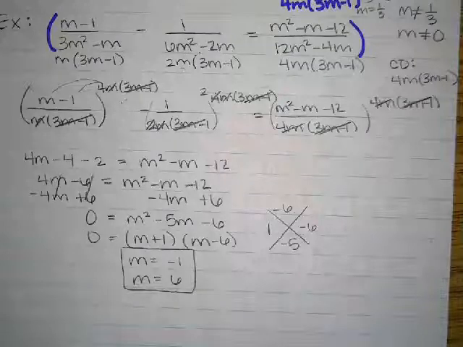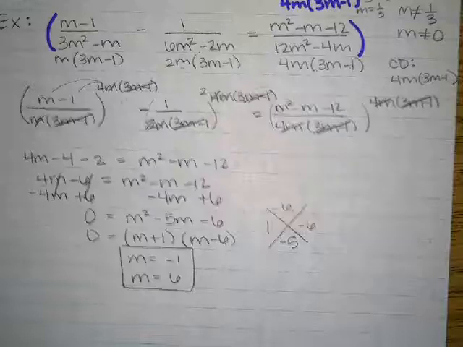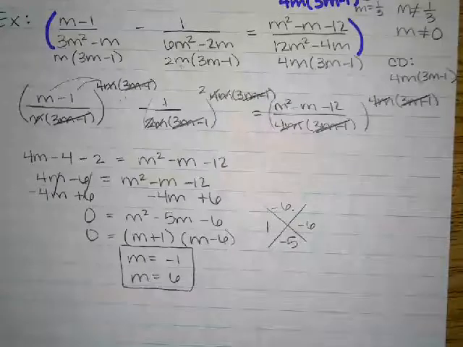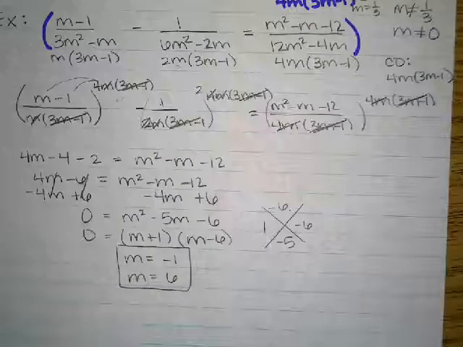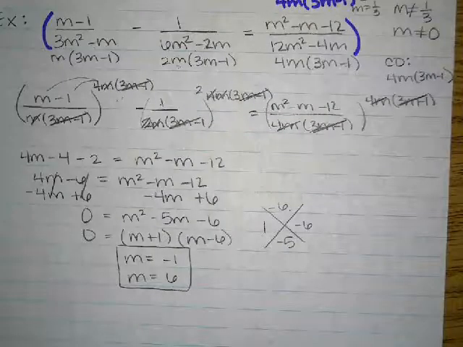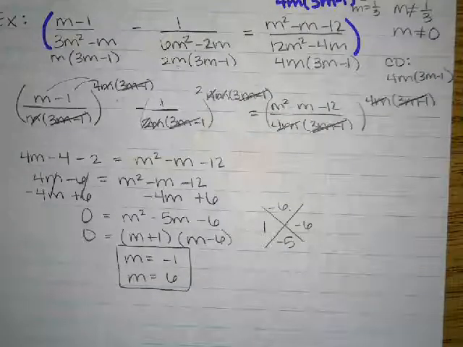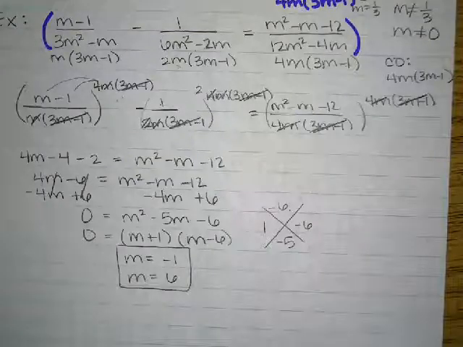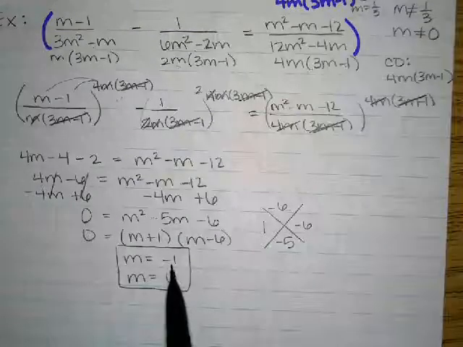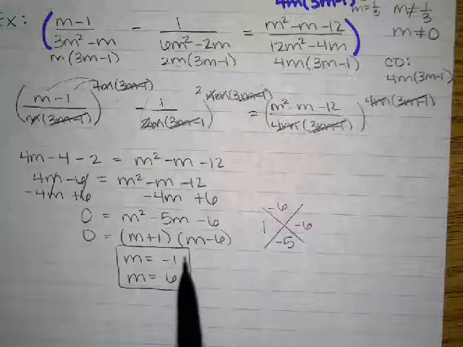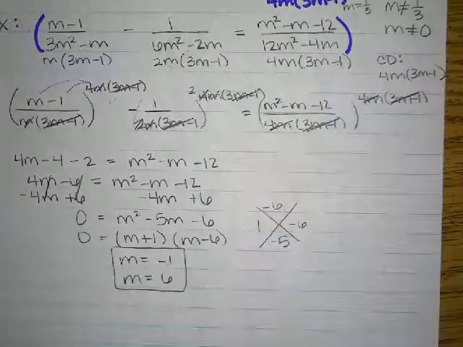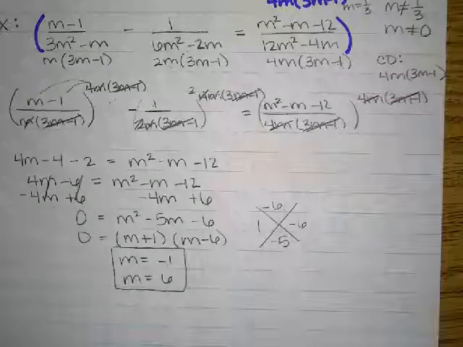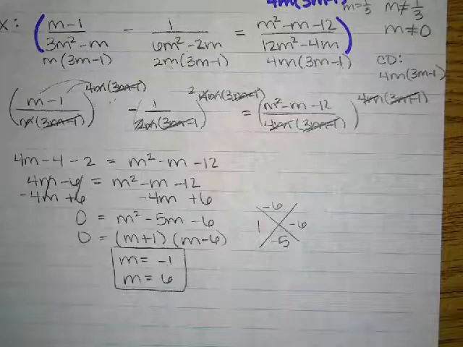Now it could be something like this where one of them is the excluded value and one of them is not. You wouldn't put no solution. If one of the excluded values was negative 1, you just cross this one out and then say, oh, m equals 6 is the only answer. So you'd only say no solution if the excluded value canceled out the only possible answer you could have, and now you just don't have an answer. Yeah, good question.